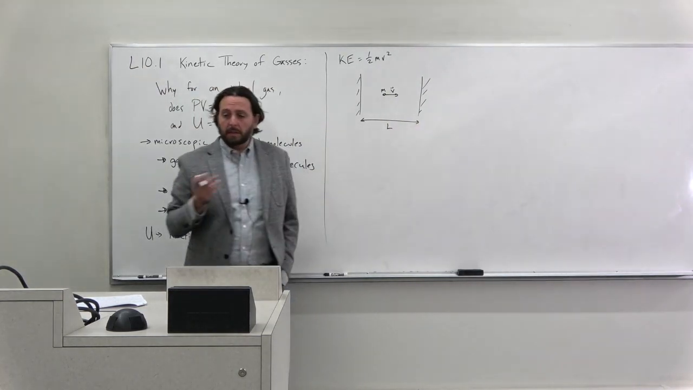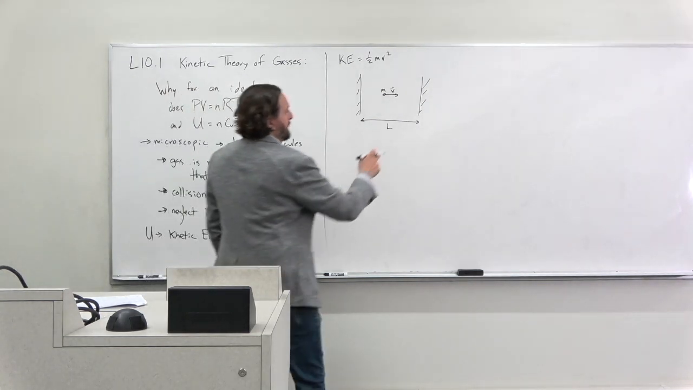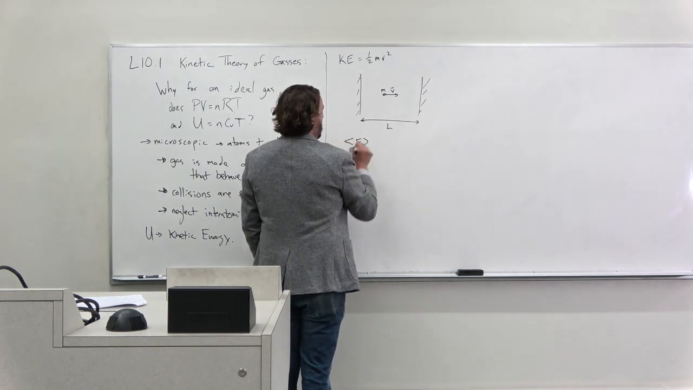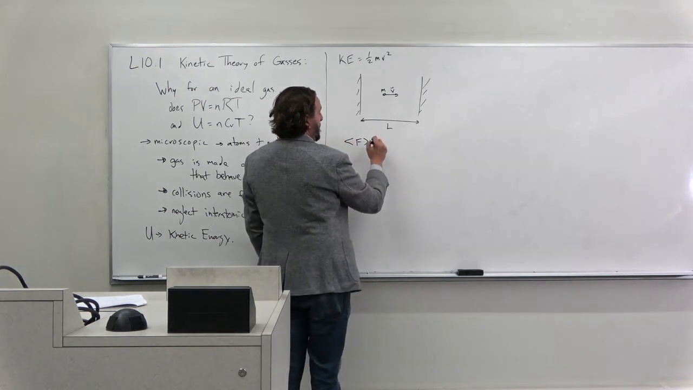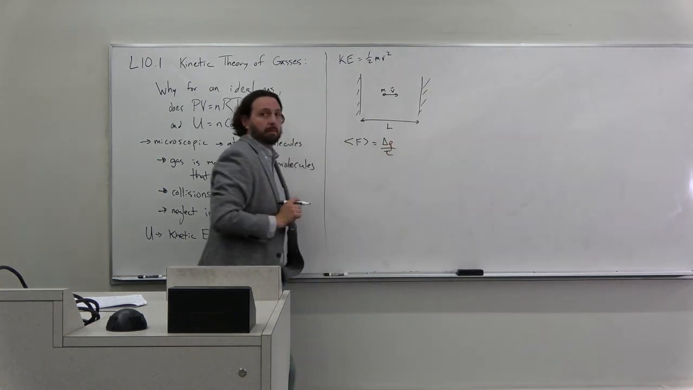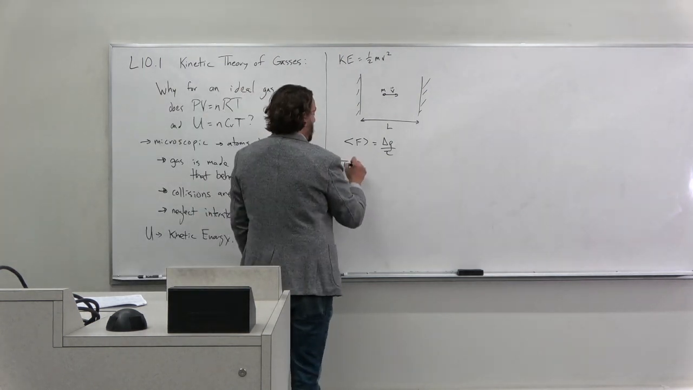Okay, so what we're going to want to do is calculate the force that this applies to this wall. And so the average force is simply going to be from the impulse, right? The changing momentum per unit time. So we can ask, what's the per unit time in this system?